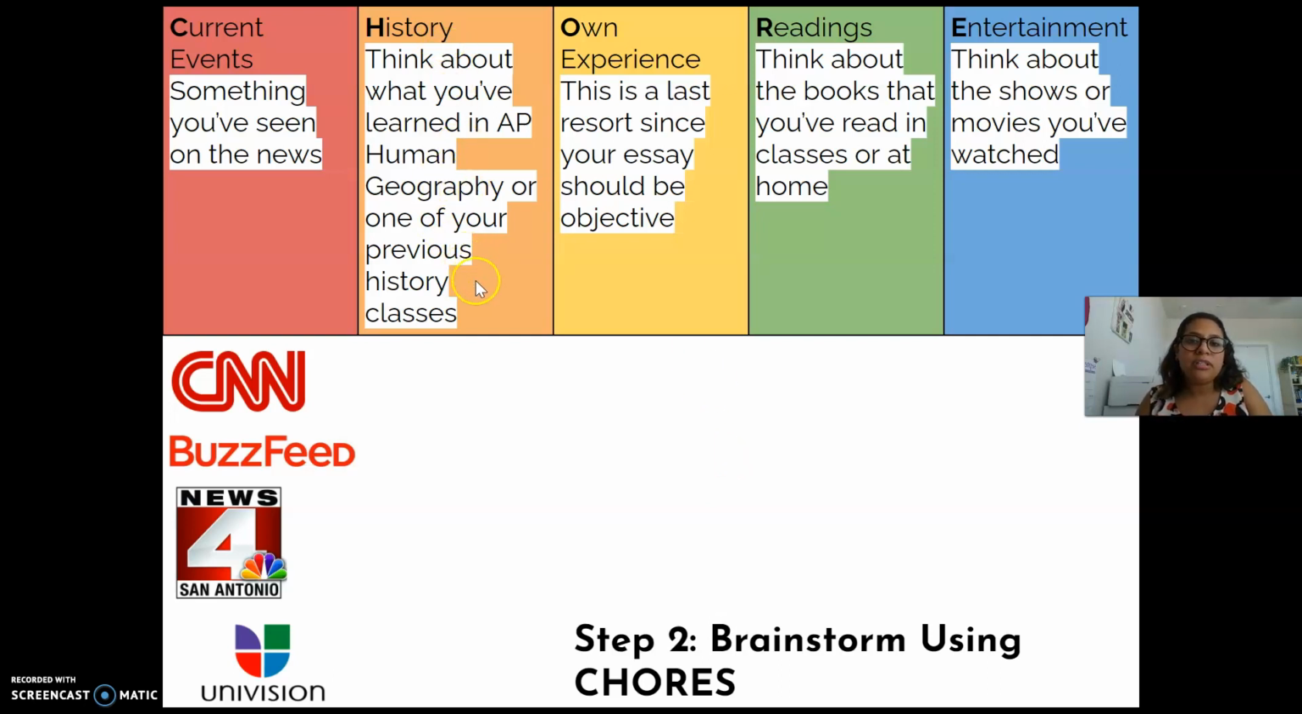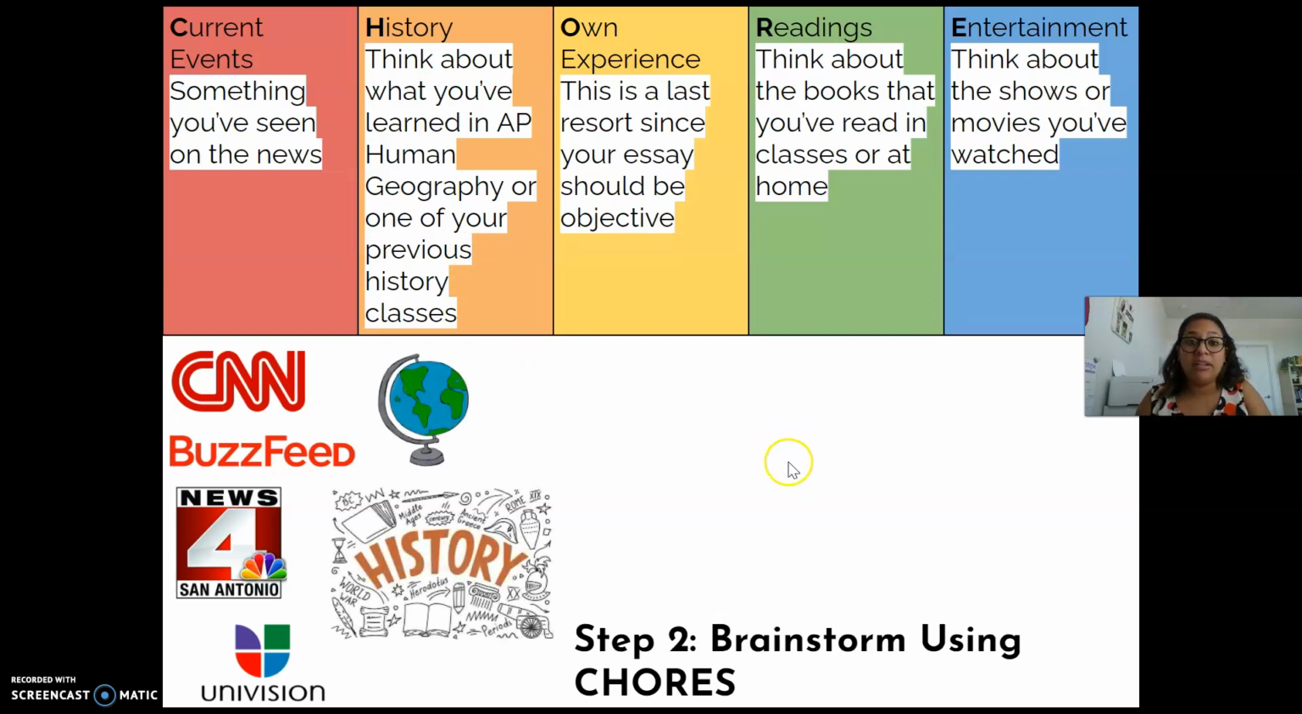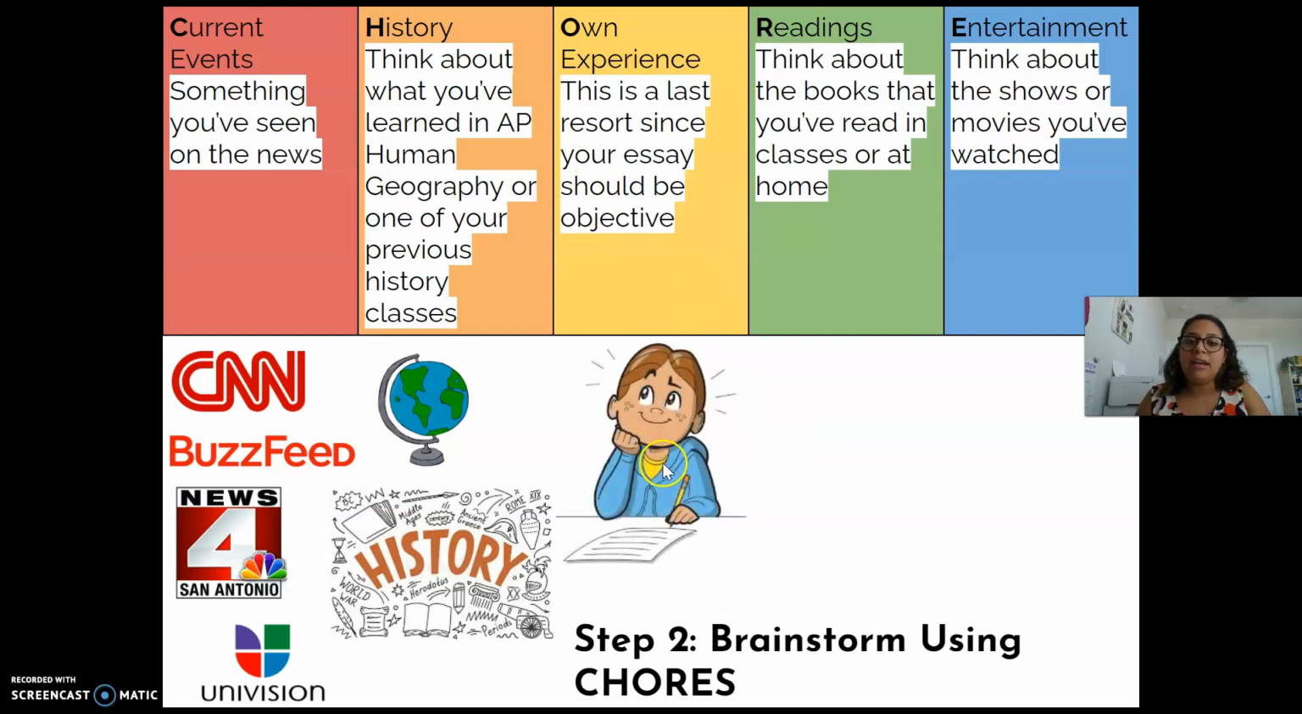Think about what you've learned in AP Human Geography or one of your previous history classes that relate to the topic. Then you can go into your own experience. This should be a last resort since your essay should be objective, but if you are having trouble finding other ways to connect to the reading or to the assignment, then you can go ahead and draw on your own personal experience related to the topic.